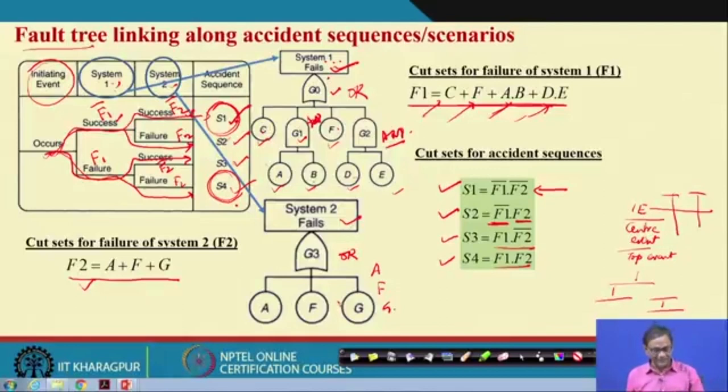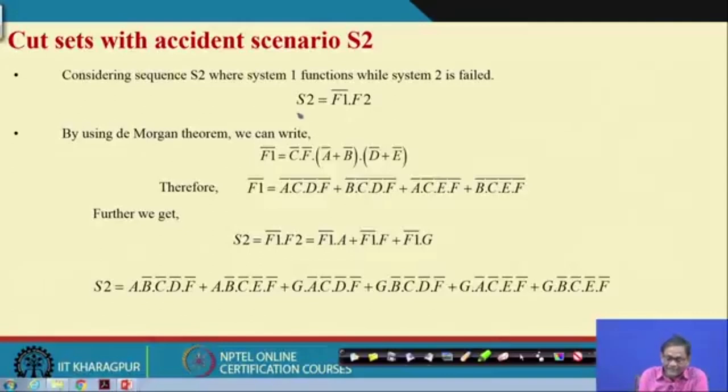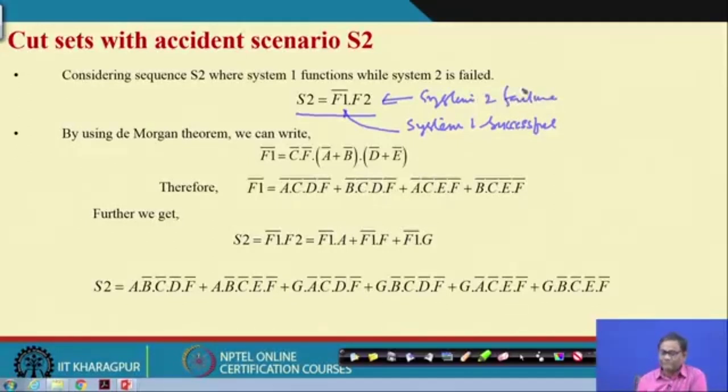So, if we want this event to occur, then what are the basic events in terms of system 1 and system 2 that should occur, which will ultimately again result in cut sets. So, we will find out the cut sets next. Let us understand for S2. You all know what S2 is: system 1 successful, F1 bar, and system 2 failure. Now, for system 2 failure F2, what is the cut set, and the F1 cut set.